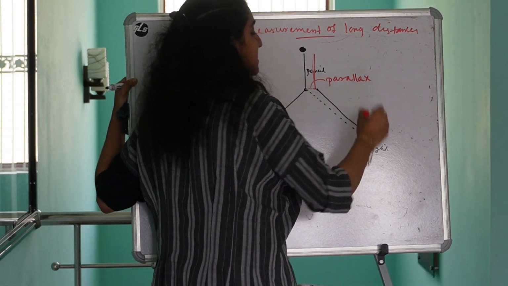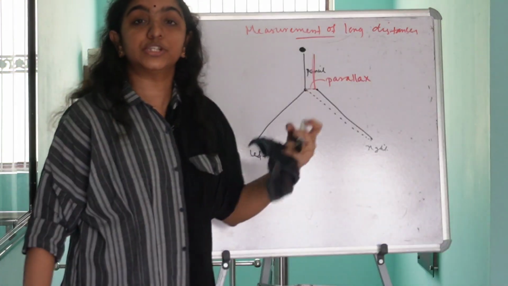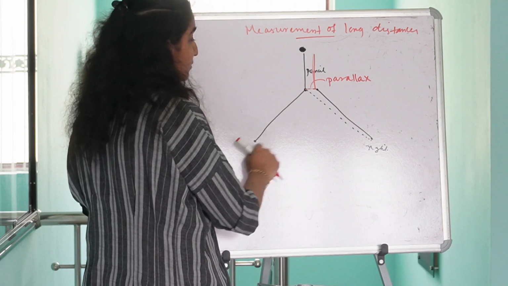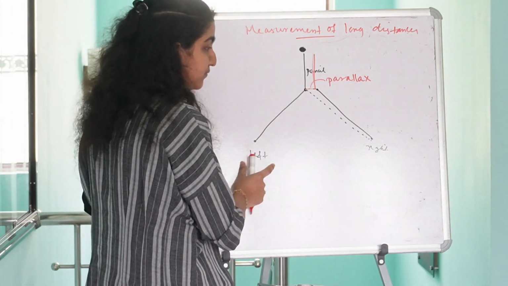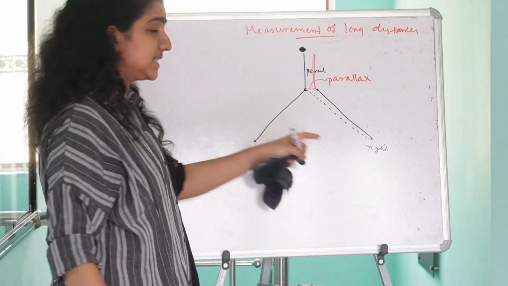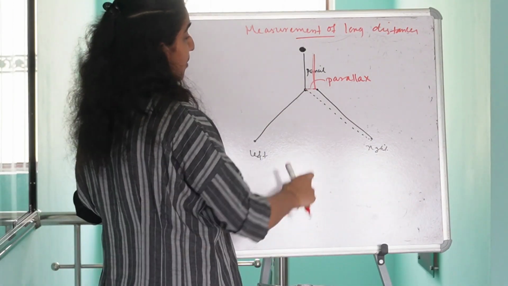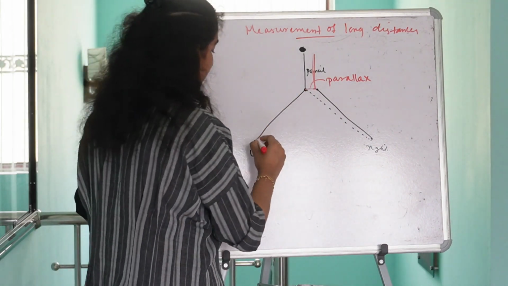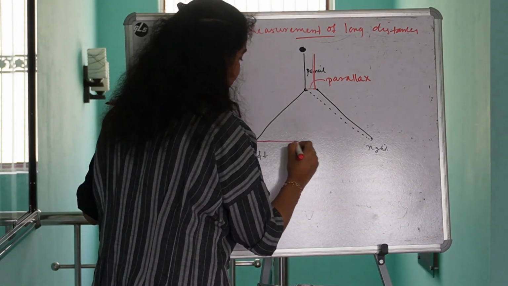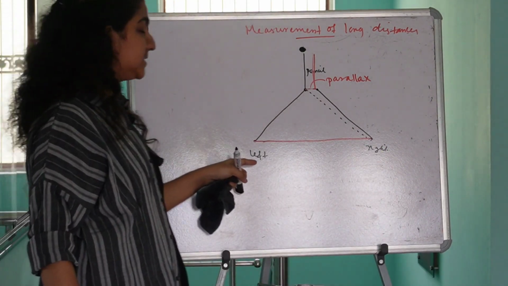This observed displacement is the displacement of the position of an object when viewed from two different points. Here initially we viewed through our left eye, and secondly we viewed through our right eye. So the displacement of position when viewed from two different points is known as parallax. Is it clear? Yes.